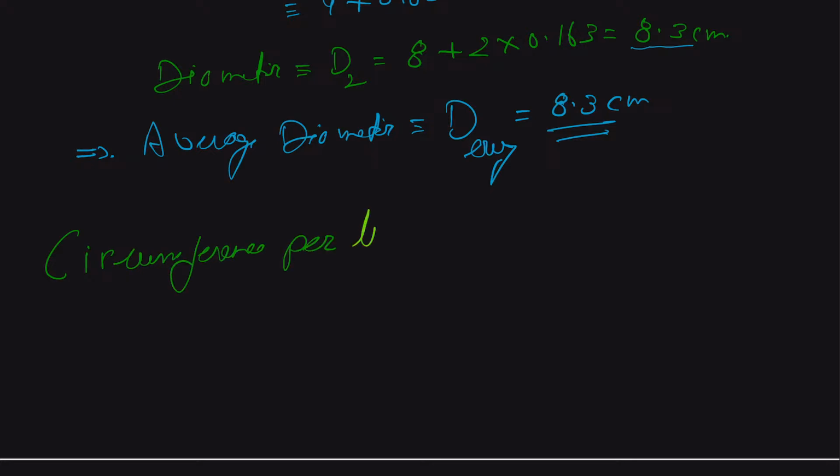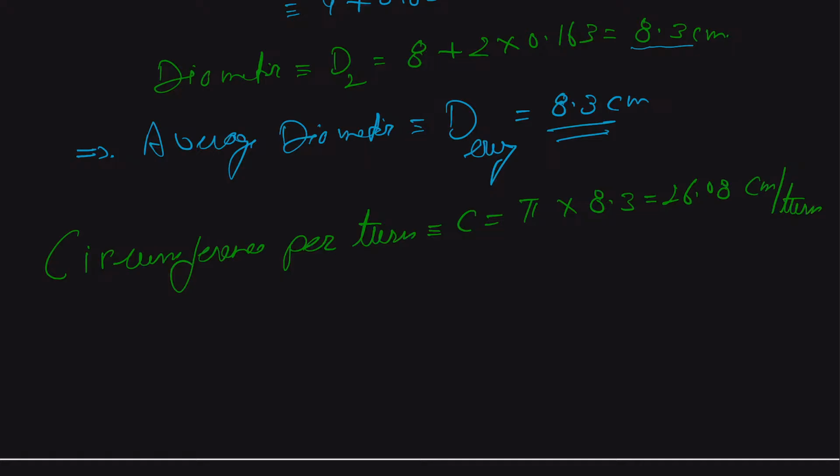Circumference per turn, and let us suppose that is given as C, and that will be equal to pi times 8.3, and this comes as our 26.08 centimeter per turn.